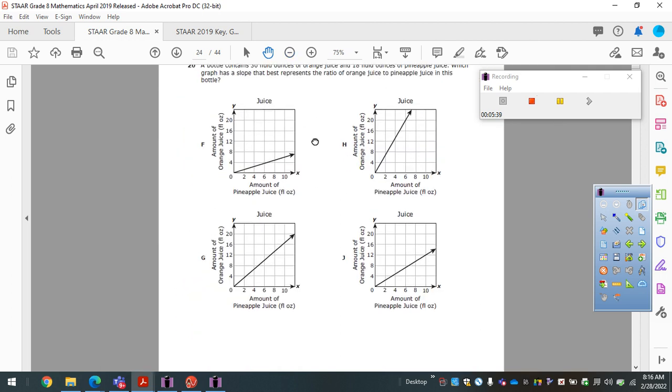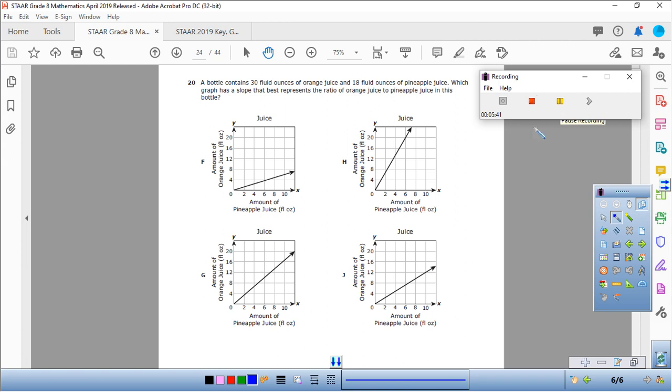What's going on with this one? Talking about slope, automatically you can tell. They give you these numbers, 30 fluid ounces and 18 fluid ounces. They're going to go orange and pineapple. Slope, guys. What's your slope equal to? It's rise over run. Does rise go up on the y-axis or x-axis? The y. So it's going to be change in y over change in x.